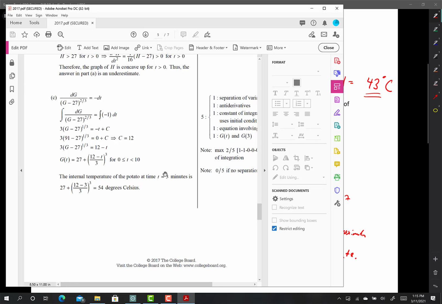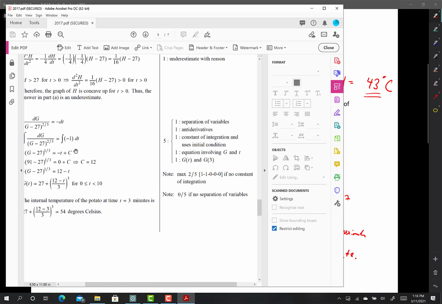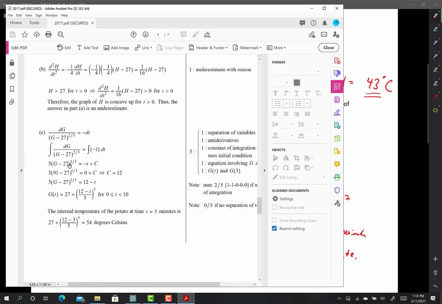And there it is. And notice over here that you only got 2 out of the 5 if you didn't put a plus C. So if you didn't put a plus C right there, they'll give you a point just to separate the variables. So just to do that right there, they'll give you a point.